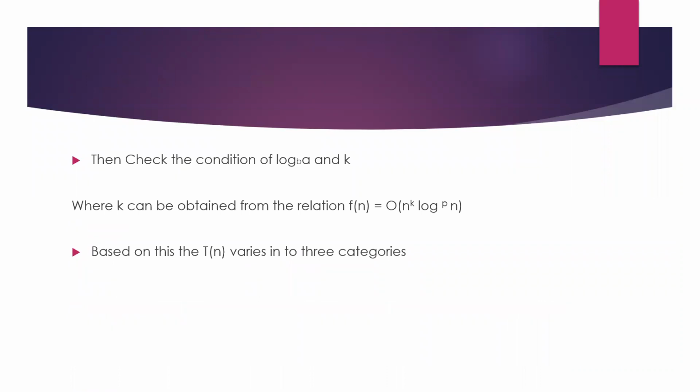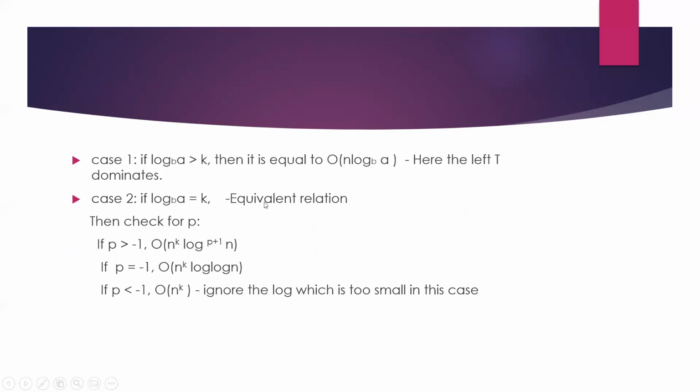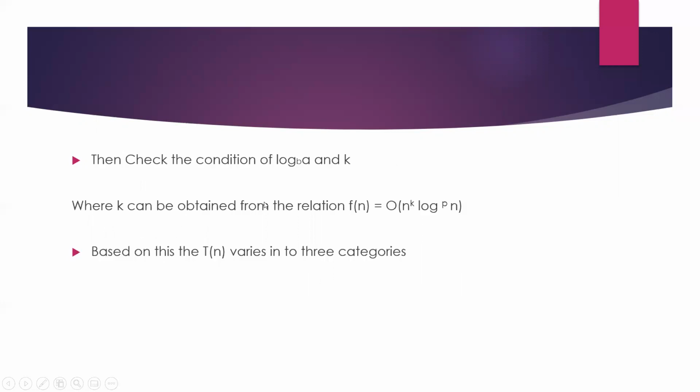Then we have to check the condition of log a to the base b and k, where k can be obtained from the relation we have seen previously: f(n) = O(n^k log^p n). From here we can obtain k, and then we have to check the values of log a to the base b as well as k. Based on these two values, T(n) can be categorized into three cases.